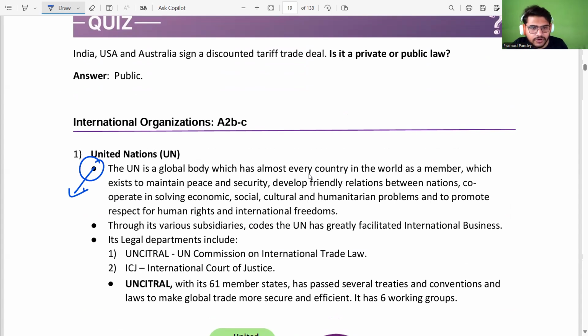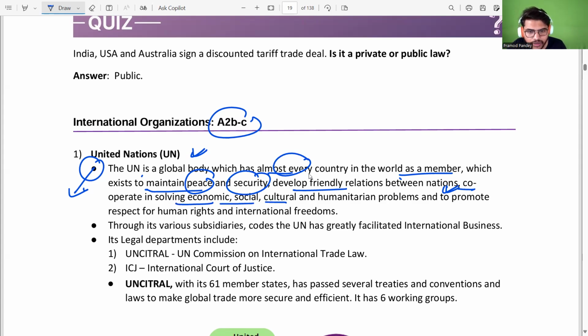If we talk about the international organization, the United Nations. The United Nations is a global body of which almost every country in the world is a member, which exists to maintain peace and security, develop friendly relations between nations, cooperate in solving economic, social, cultural and humanitarian problems, and promote respect for human rights and fundamental freedoms. So what is the United Nations? It is basically the one of which almost every country is a member.